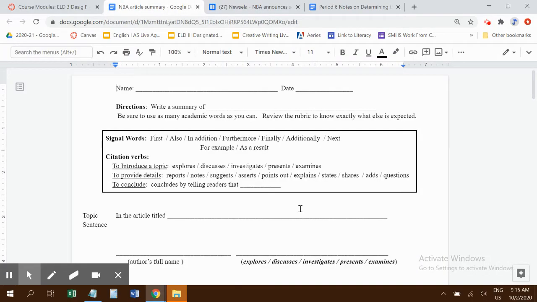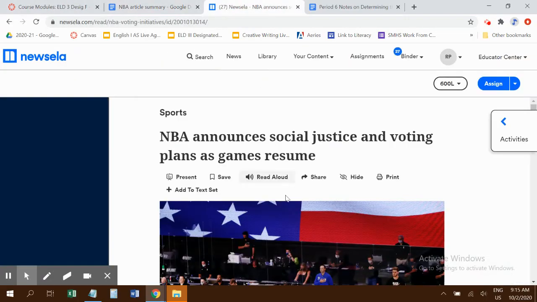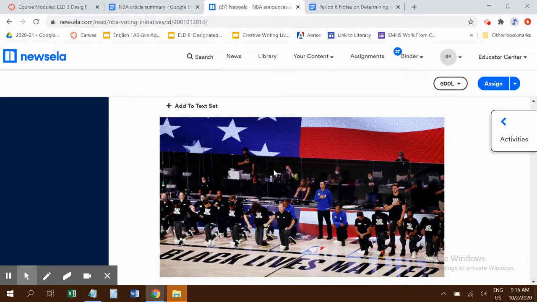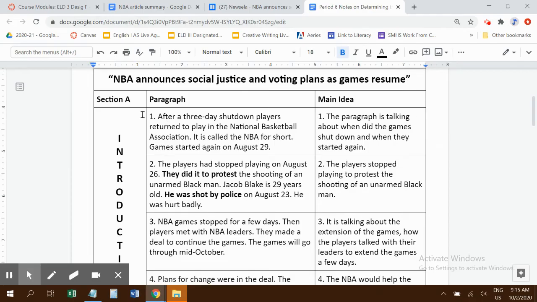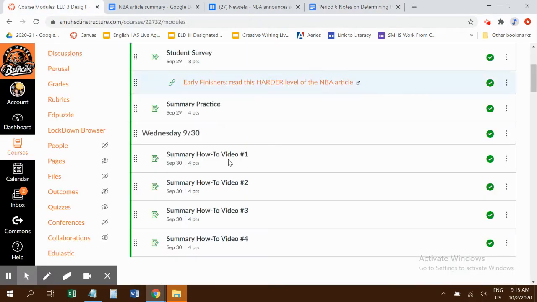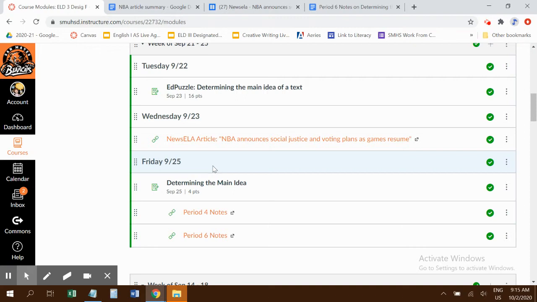Okay, so take a moment to get all those three documents: the summary frame copy, which you will get from the course modules, the Newsela article, which you can also find in course modules, and your document determining the main idea, which is probably also in modules. Looks like it is here from Friday the 25th. So take a moment to do that, please. Make sure you have all three of these and we can get started.